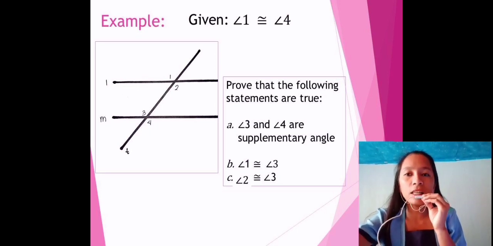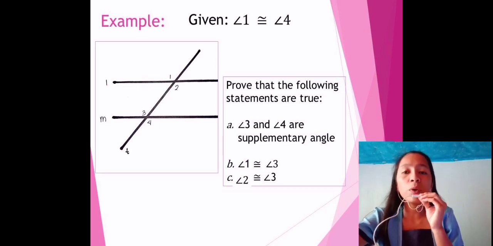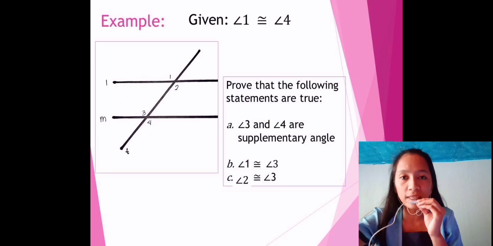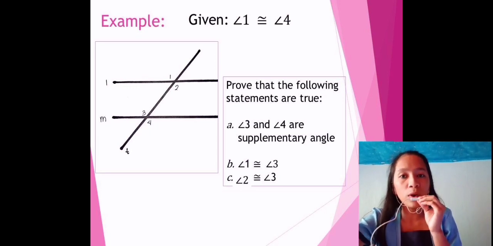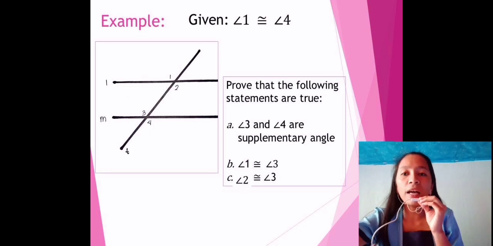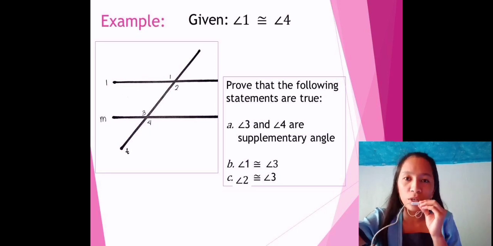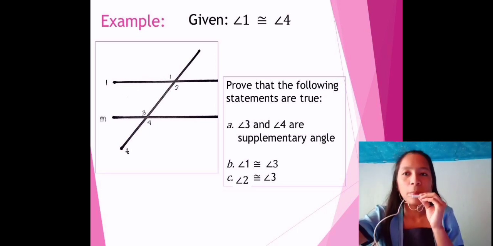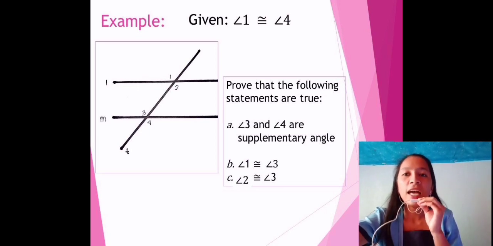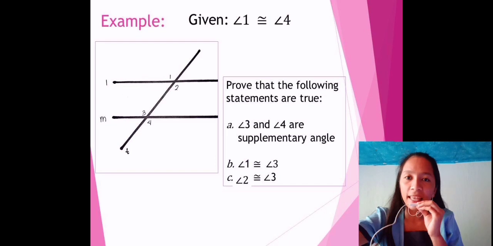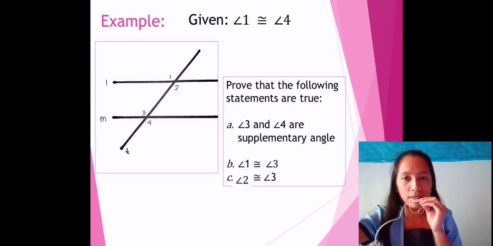Sa letter C naman, angle 2 is congruent to angle 3. Kung yung angle 2 ba ay talaga siyang congruent sa angle 3. Dito, kung yung angle 1, sinabi natin kanina, is congruent to angle 4, which is the given. Kung yung angle 4 is congruent to angle 3, is tama din. And yung angle 1 and angle 3 is congruent. Therefore, yung angle 1 is also congruent to angle 2. And if they are congruent, then it is true that angle 2 is also congruent to angle 3. So, dito sa example natin na to, na-prove natin na tama yung letter B and letter C based sa given na facts and then dun sa figure.